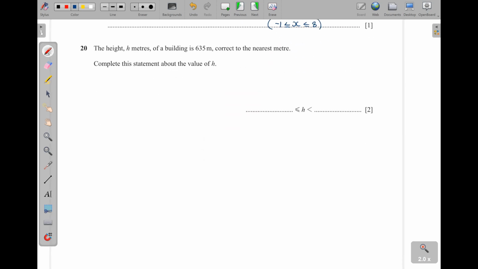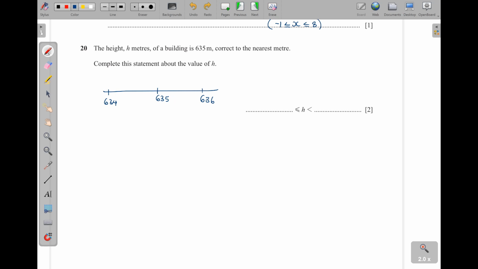Question 20. The height h meters of a building is 635 meters, correct to the nearest meter. Complete the statement about the value of h. Here, this one is about bounds. So if I have 635, the next one will be 636, and this one will be 634.